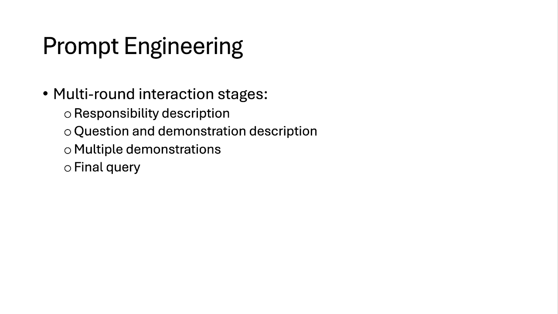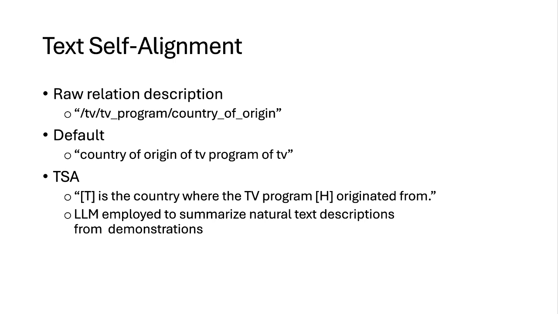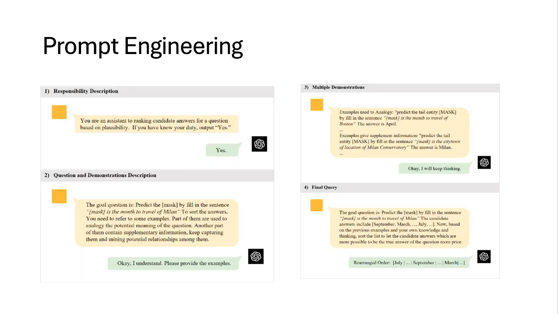Now, prompt engineering. Prompt engineering is basically a structured format for giving the input. There are four interaction stages: responsibility description, question and demonstration description, multiple demonstration, and final query. You can see in this picture how the authors of this paper have done these four stages.